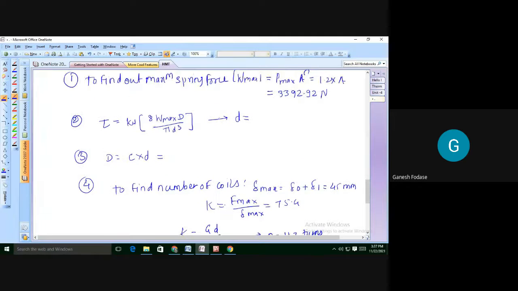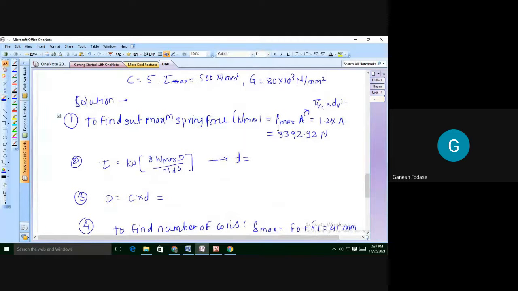See, this numerical and last numerical is same. Only difference is that here we need to find out this W max directly or indirectly, as P max and A is given. Then from this formula we get d. Anyone got d value? Small d. Yes, anyone?